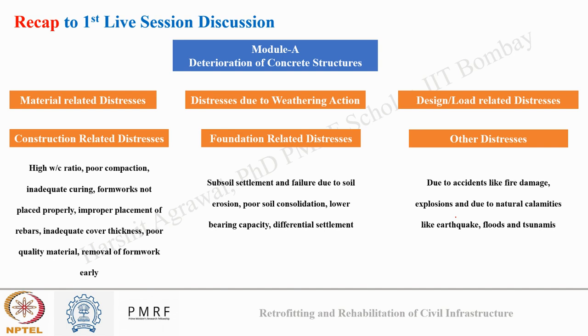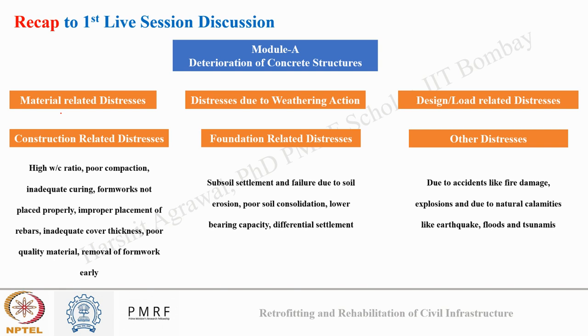Now, how do distresses happen? For that, we went through module A of the course, which discussed distresses in concrete members. Within this, there are seven classifications. In material related distresses, we talked about corrosion, which is the most critical and happens due to rusting of rebars, followed by expansive stresses generated by the corrosion product. Acid attack we saw, which happens mainly in sewer lines and generates stresses and weakens the concrete.